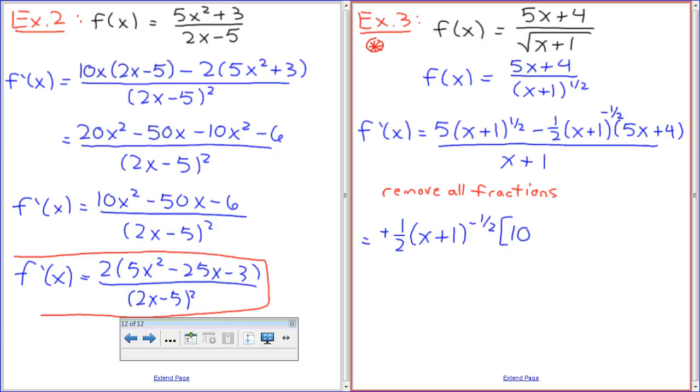Wait, why did it become 10? Well, because think if we're foiling out. 1/2 times 10 equals 5. Right? Like you're dividing these numbers by whatever's on the outside. Okay. 1/2 and 1/2 just cancels. This cancels, you're left with 5x plus 4.